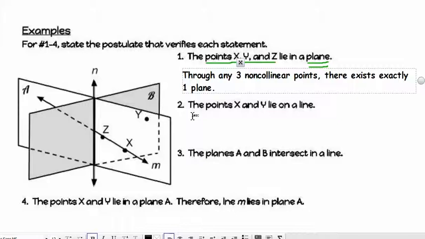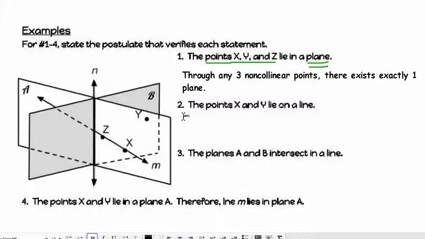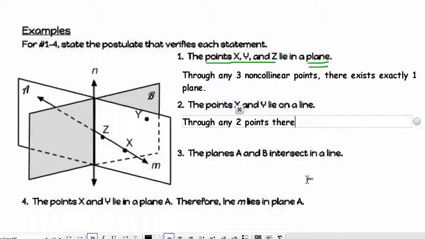Now what I would like for you to do is try numbers 2, 3, and 4. So pause the video, try those 3, and then when you think you have them finished, come back and you can check your solutions. Alright, so on number 2, this one's going to start with something about 2 points and end with something about a line. So here, the correct one is: through any 2 points, there exists exactly one line, very similar to number 1.